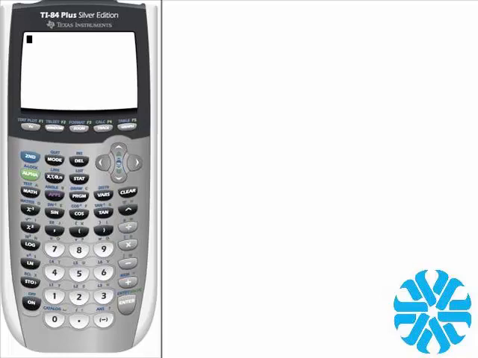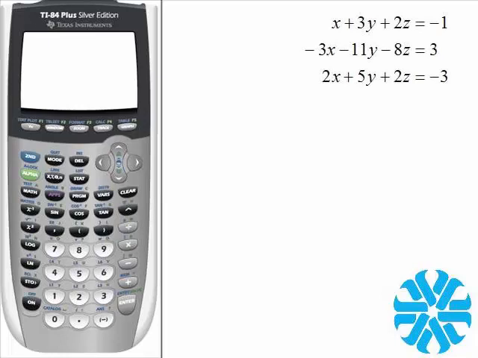For example 1, we would like to use a matrix equation to solve the following system of equations. X plus 3y plus 2z equals negative 1, negative 3x minus 11y minus 8z equals 3, 2x plus 5y plus 2z equals negative 3. So let's go ahead and input this into the matrix.